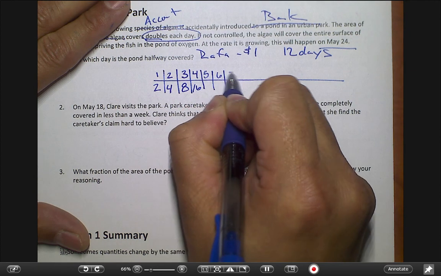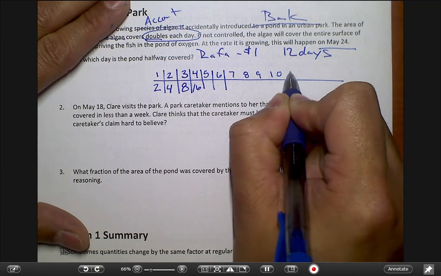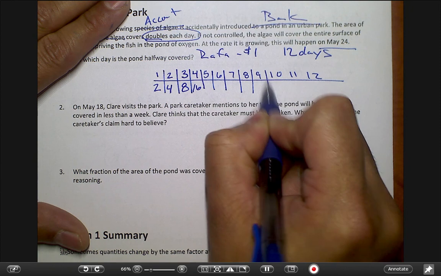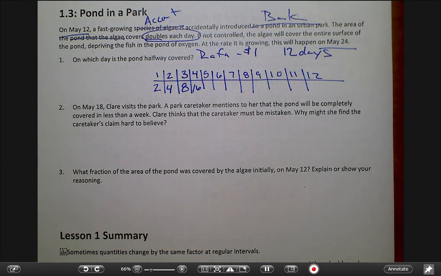256. 512. But you don't square. Where'd you get 16 from?